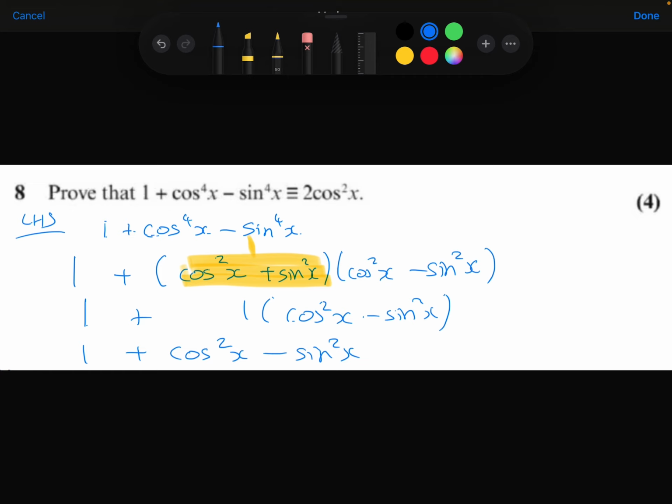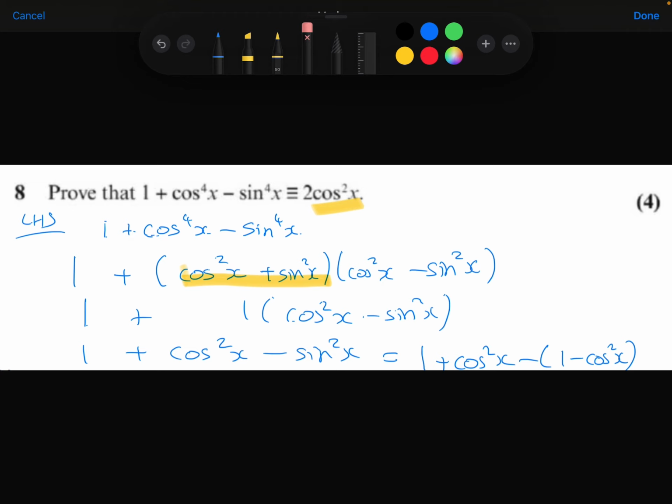And I need to rewrite this so it's only in terms of cos squared. So I need to replace this sine squared, which is fine because I know that sine squared is the same thing as 1 minus cos squared. So I'm going to rewrite this. I'll copy the 1 plus cos squared at the front, and that sine squared I'm replacing with 1 minus cos squared.